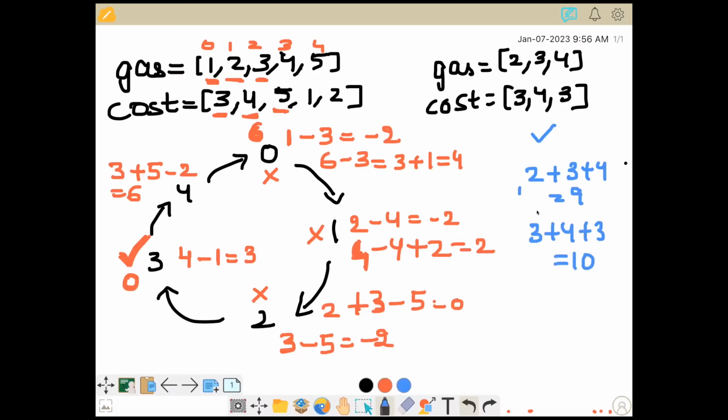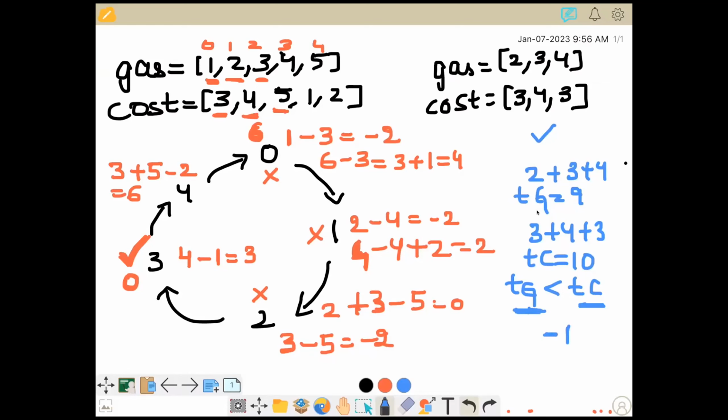So here if we observe, this is total gas, and this is total cost. Total gas is less than total cost. So the gas we have is less than the gas we need. So we will not be able to circuit back from whatever gas station we start. We will not be able to end up at that gas station because we don't have enough gas in the first place. So we return -1 in this case.